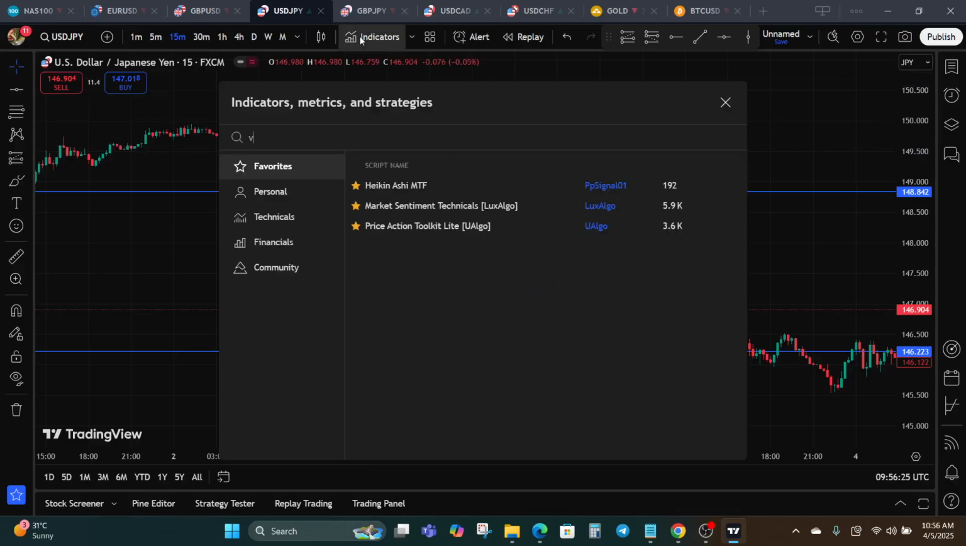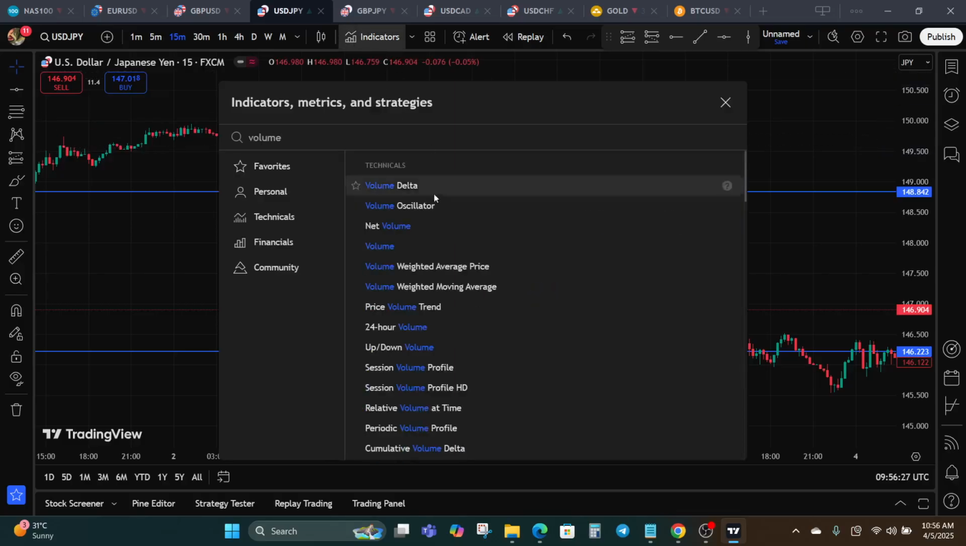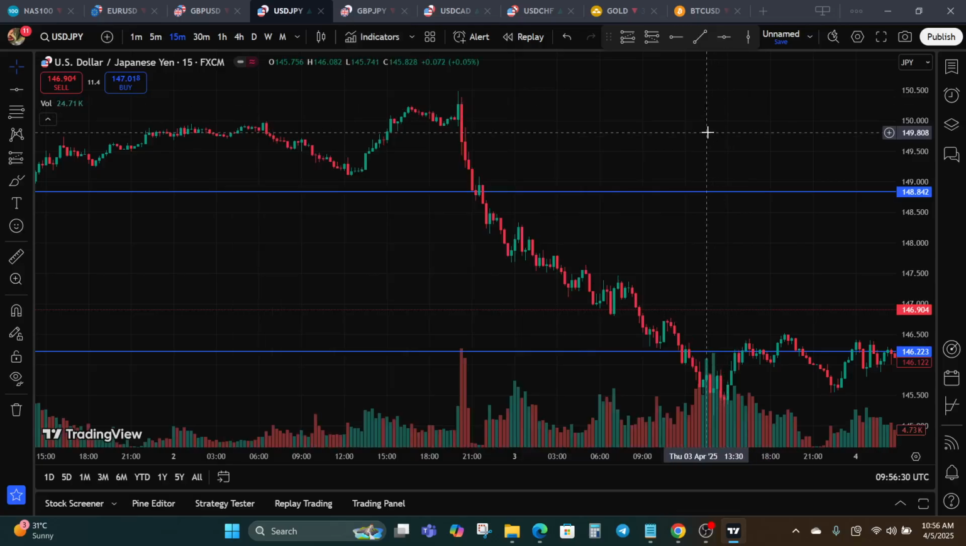So let's just add the volume indicator because it helps us confirm breakouts, right? Now you can see what happened here. We had a sell breakout. You can see from this support that there was even an increase in volume around here.